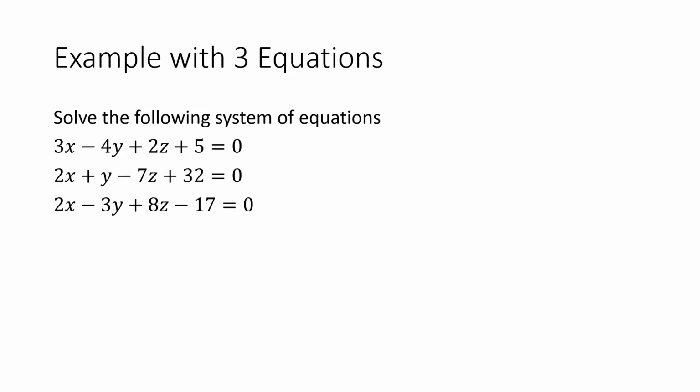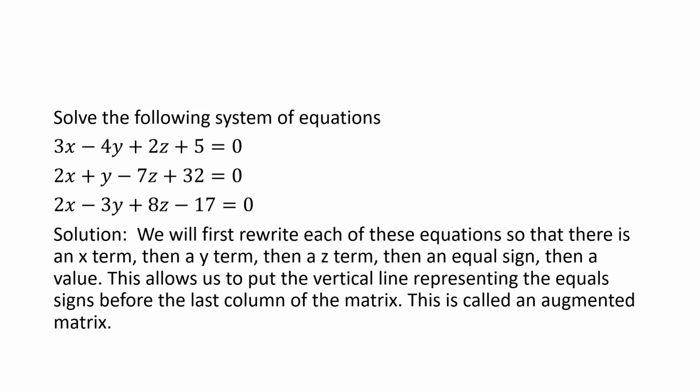Now, what if we have an example with three equations? Well, first thing we're going to do here, we're going to make a 3 by 3 matrix, and we're going to augment it. We're going to bring the 5 and the 32 and the negative 17 over, change the signs. And we're going to now have situations where we'll see that using a matrix specifically is a rather helpful exercise. Okay?